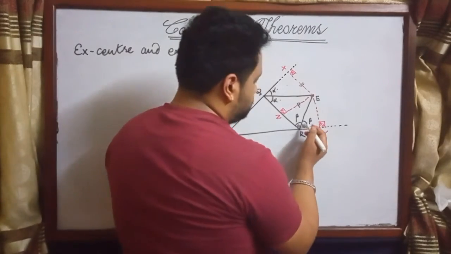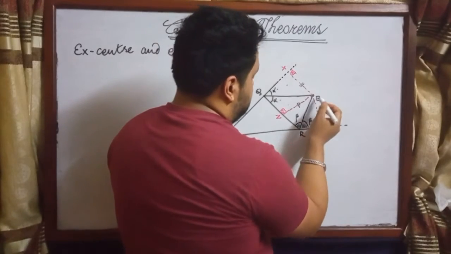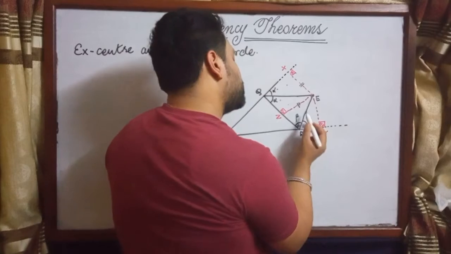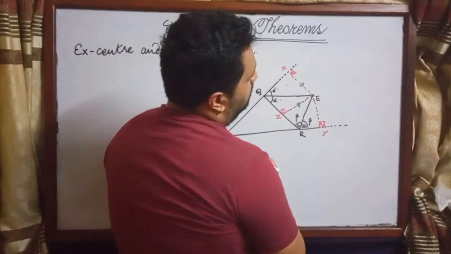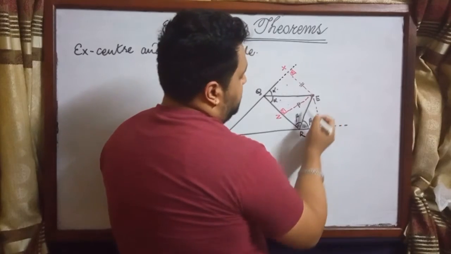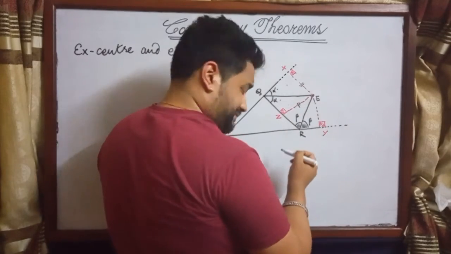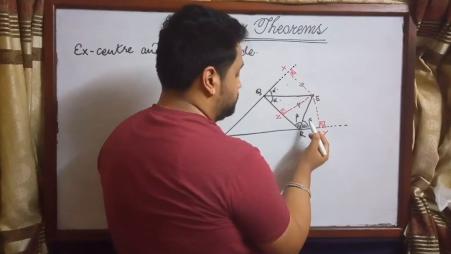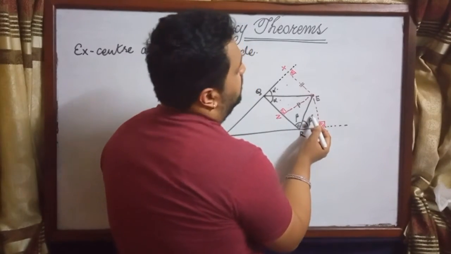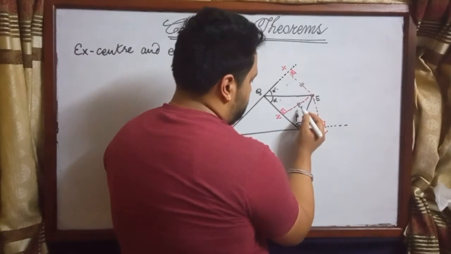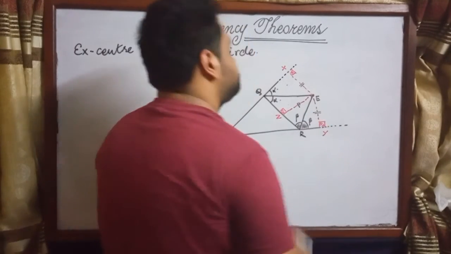Similarly, in triangles EZR and ERY, two pairs of angles are equal. A side is common, so a pair of sides are equal. So these two triangles are congruent, as a result of which the corresponding sides are equal. So EZ is equal to EY.